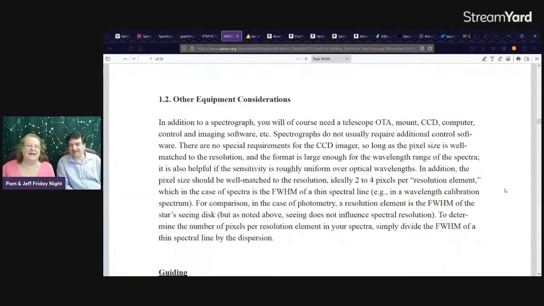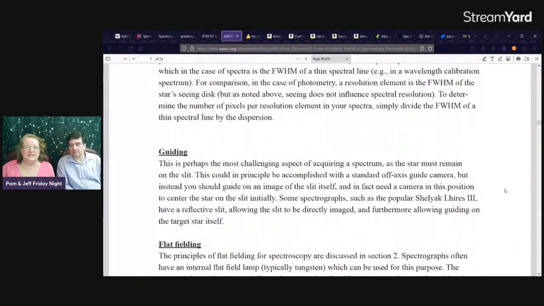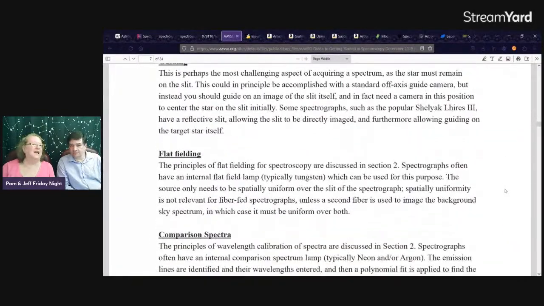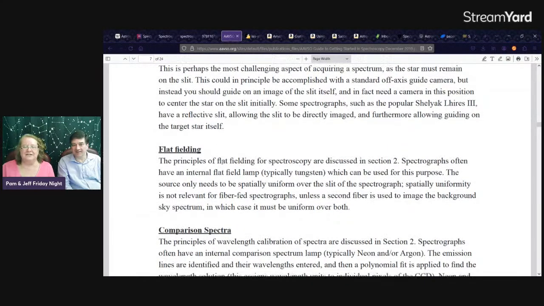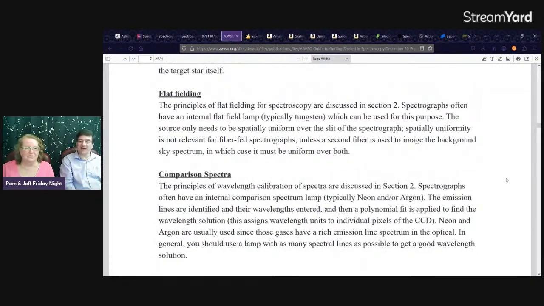Yep. Other equipment considerations. There's lots of great stuff in here. Guiding, flat fielding. What the heck is flat fielding? But if you get into it, you'll learn that stuff. Again, this is a great article. Well, at least they discuss it in section 2. Yes, right. But I'm seeing it here. Like, what does this mean? I'm putting question marks all over. What the heck is this? Well, you can be happy that they'll over-explain it in section 2, and you may or may not understand it.